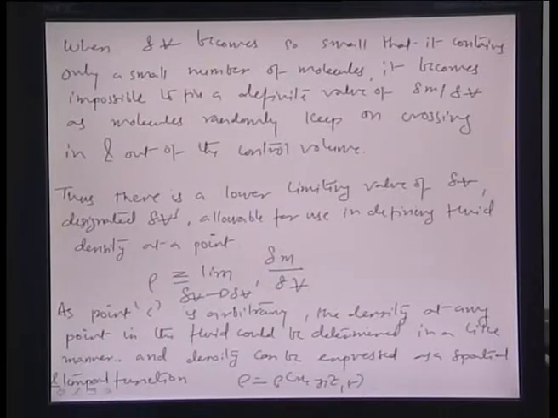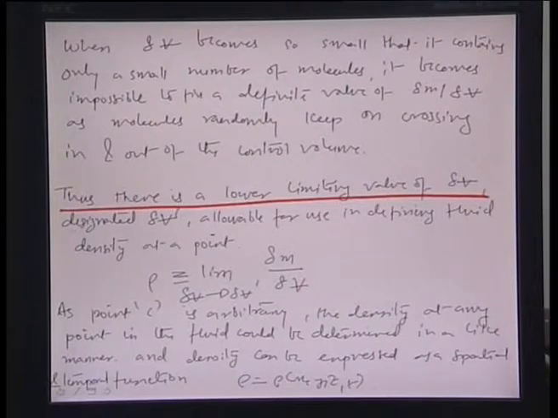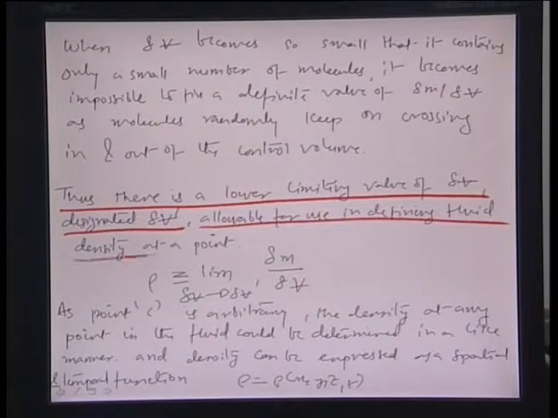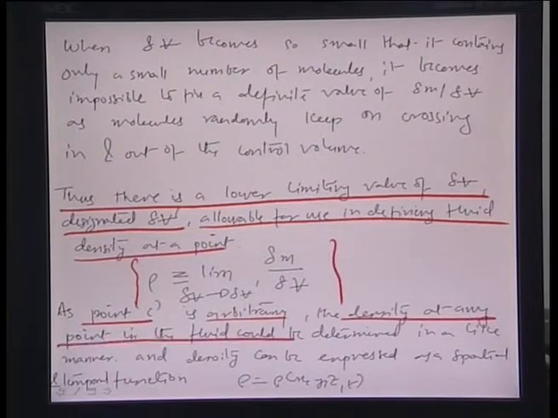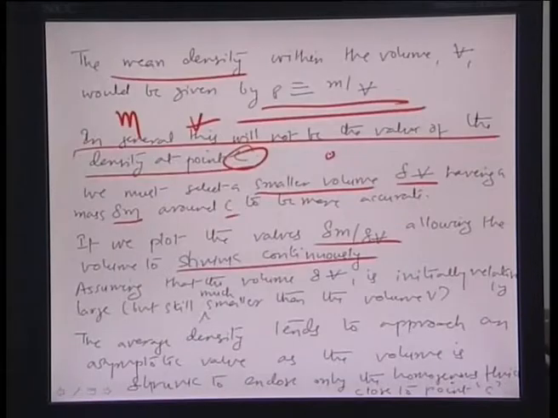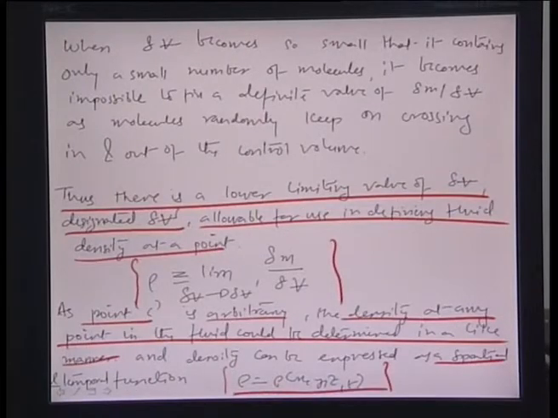So, in summary, there is a lower limiting value of delta v cross, designated as delta v cross dash, allowable for use in defining fluid density at a point. Since point C is arbitrary, the density at any point in the fluid could be determined in a like manner, and the density can be expressed as a spatiotemporal function, a function of x, y, z and t, as you can see in this particular equation. So rho becomes a space-time function.